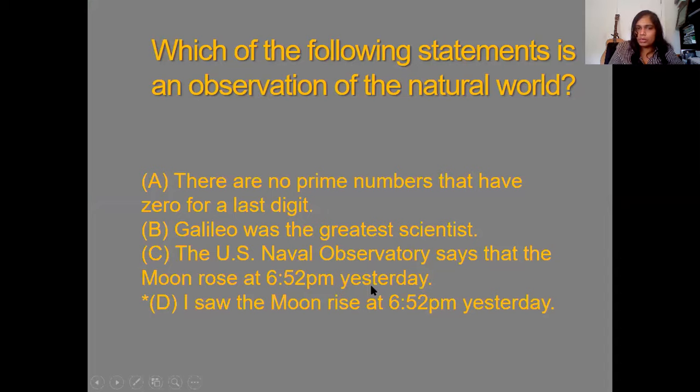So that's a report, right? The Naval Observatory says that. That is not our observation. Then I saw the moon rise at 6:52 p.m. yesterday. That is an observation, right? That's our own observation, so we can report this as an observation. So from among these, the answer D, I saw the moon rise at 6:52 p.m. yesterday, is a natural observation, or an observation of the natural world.